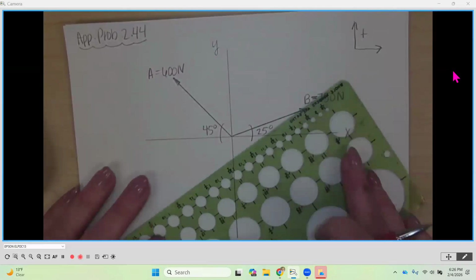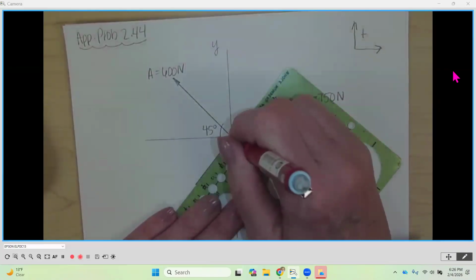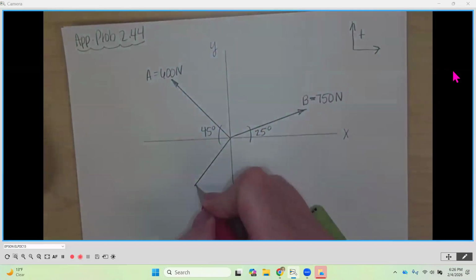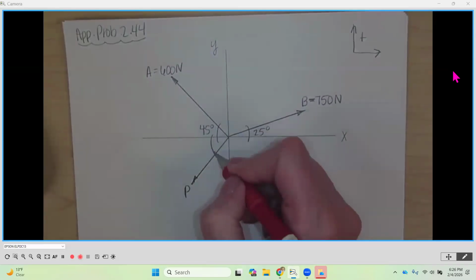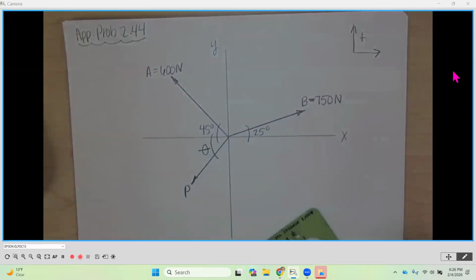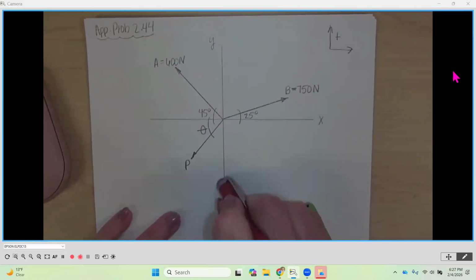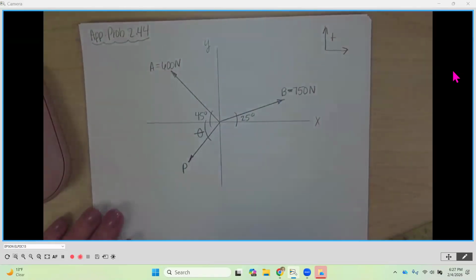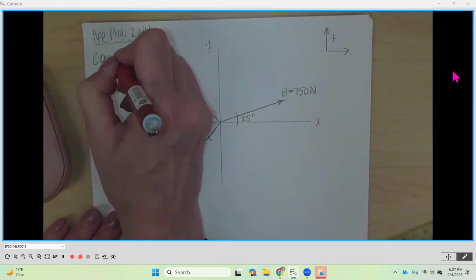And then we've got P, right? We've got P going down and to the left. We'll show it something like that, and it's just that value. And then you're going to notice we're going to put the angle here, and we're going to call that theta. Okay? So that's our diagram, step number 1 in our convention.